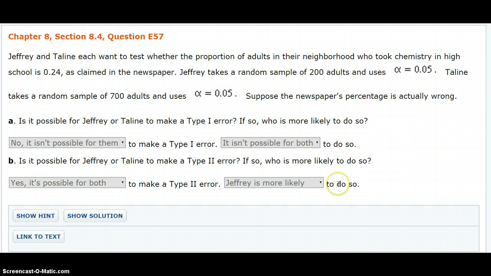Who's more likely to do so? Well, Jeffrey only has 200 adults. Talene has 700. So assuming they're both random, which it states that they are, Talene is going to have a better chance at picking up that difference because she has the larger sample. In other words, Jeffrey has a greater chance of making that type 2 error and failing to pick up on the rejection of the null. In other words, failing to reject the null even though it should be rejected.